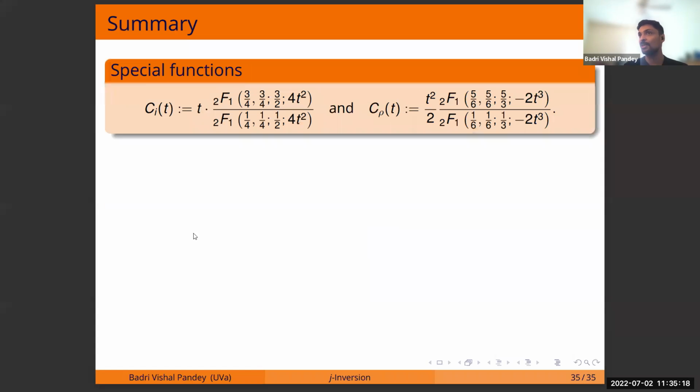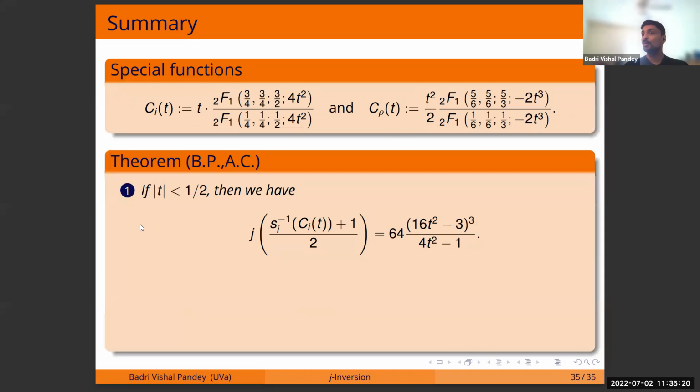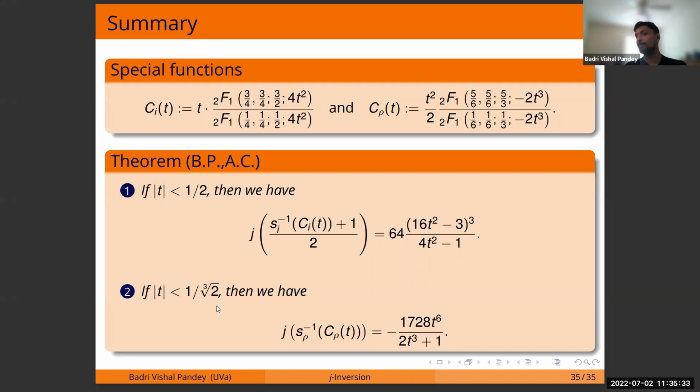So just as a summary, we have these special functions, which when you look at the inverse of these, with Ci of t plus 1 divided by 2, gives you this rational function. And similarly, in the case of i, you have this.